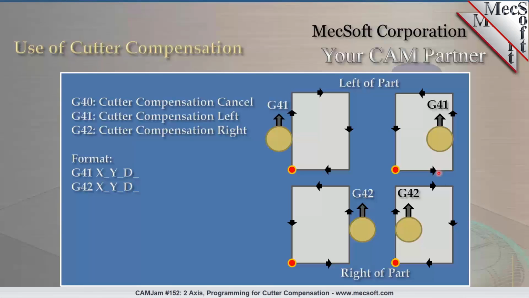So cutter compensation is used to compensate typically for tool wear, to compensate between the actual tool diameter and the program tool diameter at the machine or the controller. And the cutter compensation is typically output using a G41 to comp on the left, or a G42 to comp on the right, and a G40 is used to cancel cutter compensation.